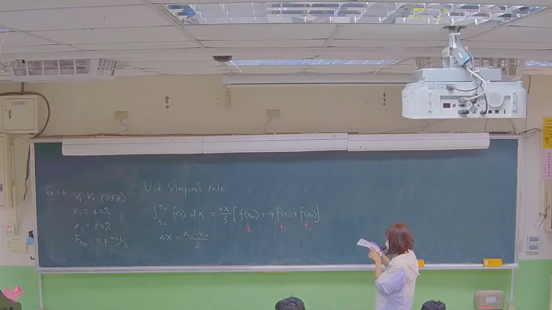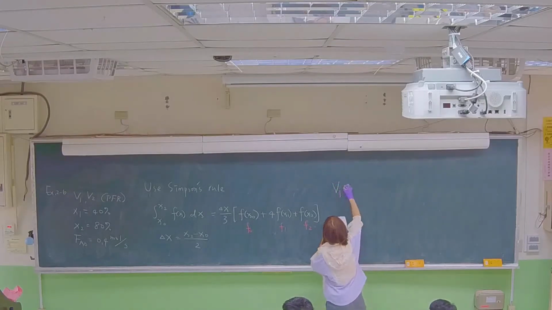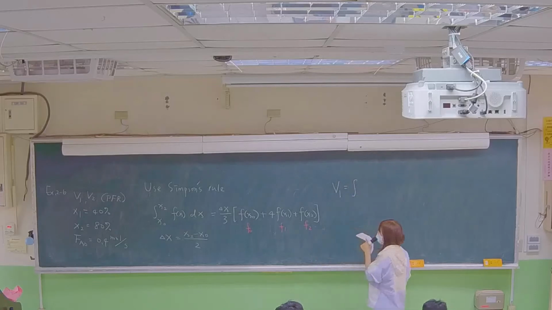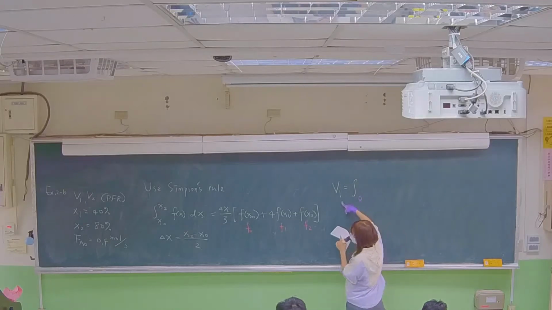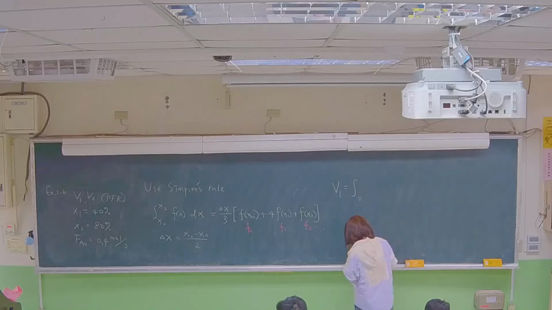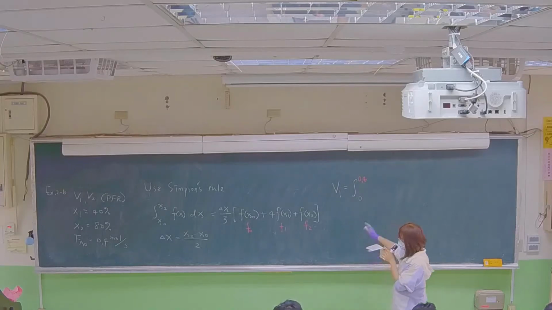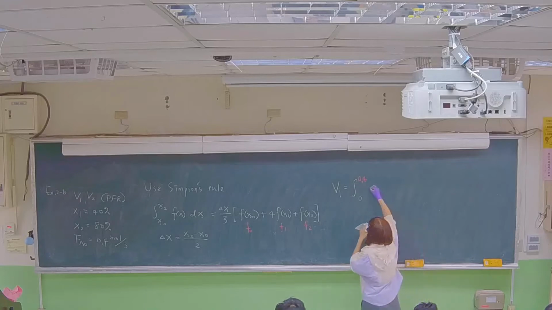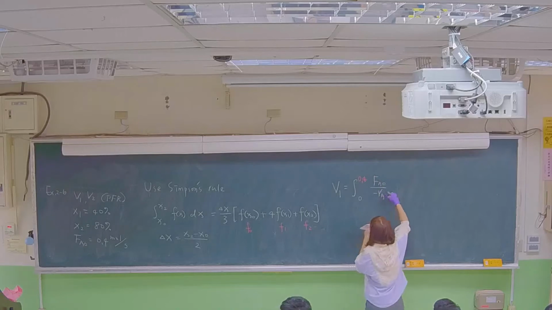Okay, so let's find the V1 first. For V1, what is x0? X0 is 0. For reactor 1, the final conversion is 0.4, not 0.8. V1, 0.4. F of x, always this one.